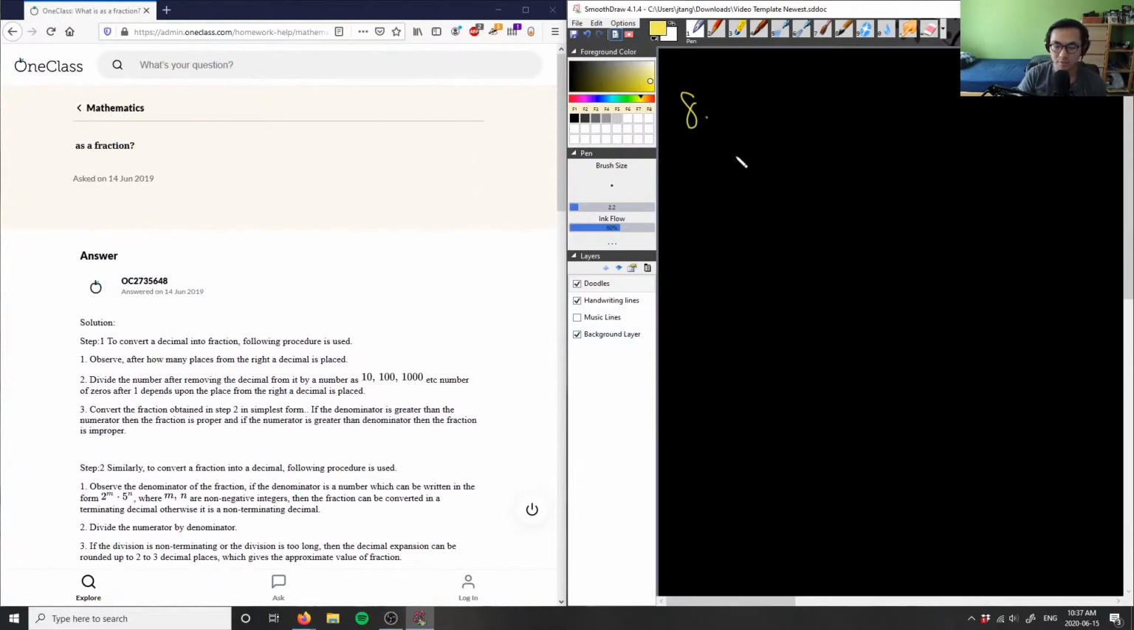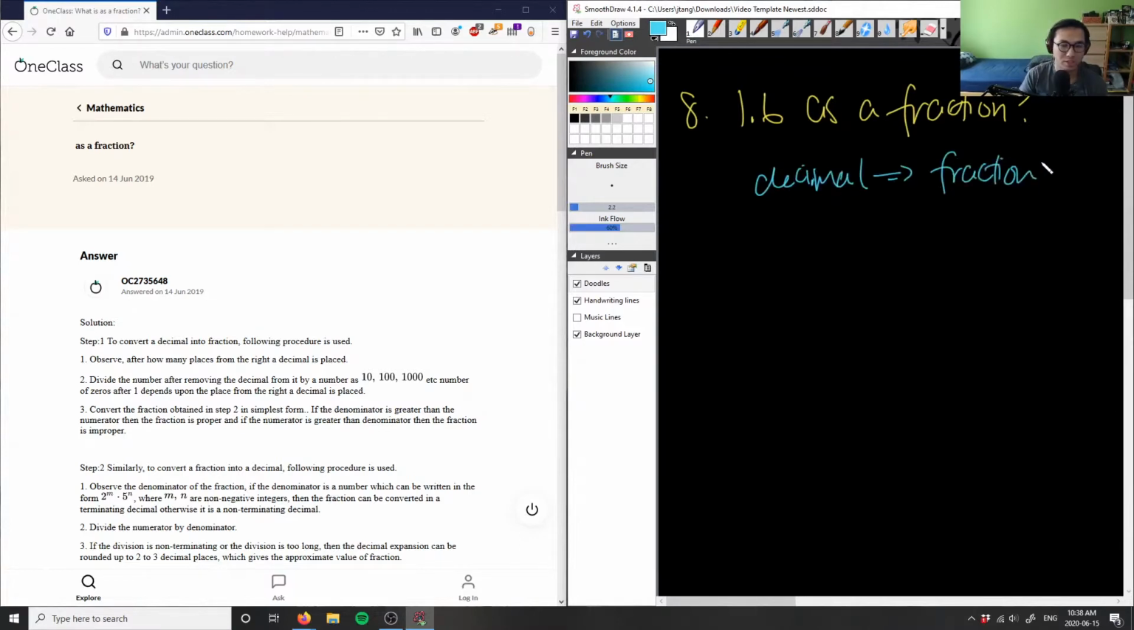1.6 as a fraction. So converting from decimals to fractions here. What we can do here is, well, 1.6 as a fraction, we have some type of decimal and we want to change it to a fraction. Well, if I have 1.6 here, I can change this into a mixed fraction first before I change this into an improper or a proper fraction, right?